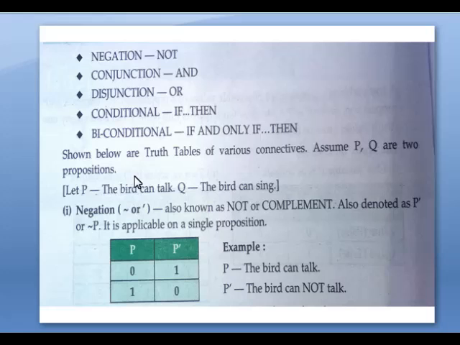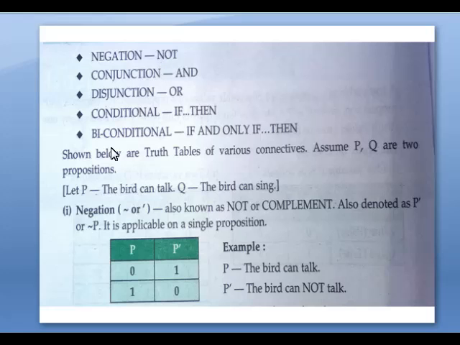Shown below is a truth table of various connectives. Assume P, Q are two propositions. For example, P is the proposition: the bird can talk. Q is the proposition: the bird can sing. These are two propositions. How are we going to use the first connective, not? Not means always inverse. 0 means the opposite proposition is 1, and 1 means the opposite proposition is 0. Not is just the inverse of the given proposition.